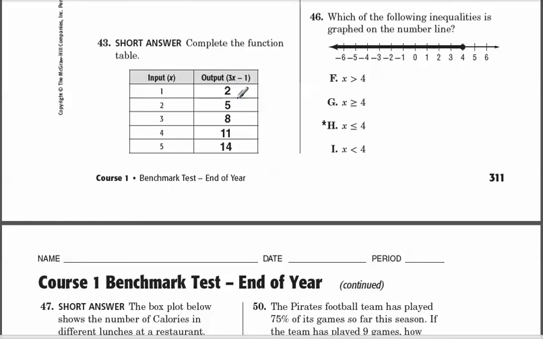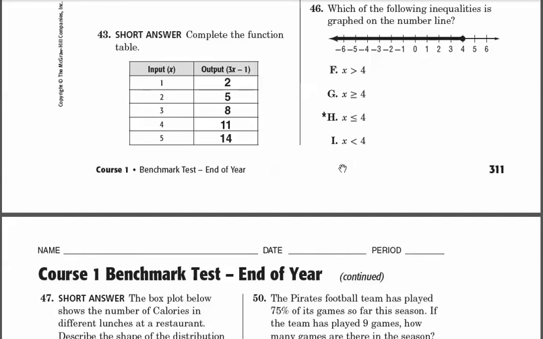Okay, if you're looking at a pattern, as long as these are going up by ones, you can do that. Which of the following inequalities is graphed here? Well, it's a solid dot, so it's an equal to, so it's got to be one of these two, and it's less than, so it's this one, H. Okay, let's look at 47.